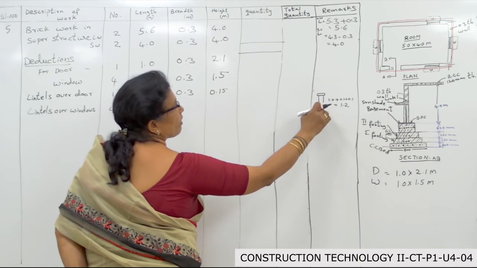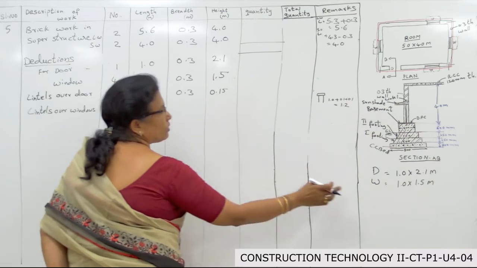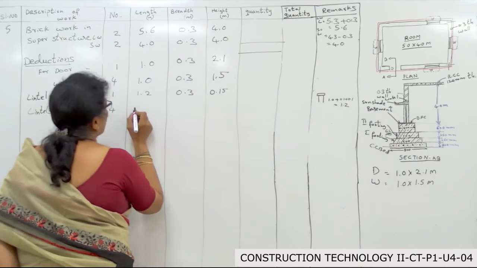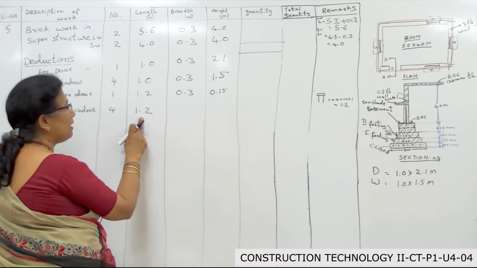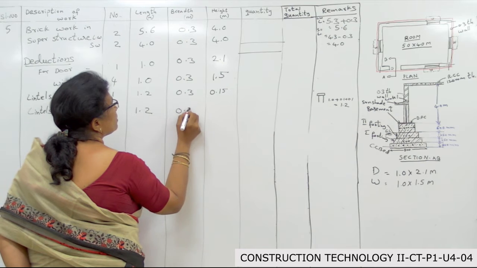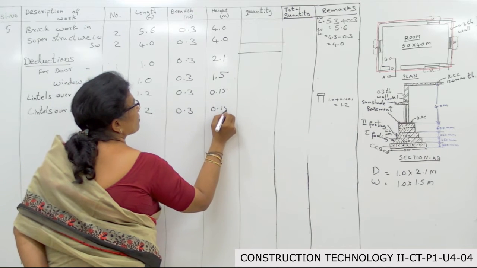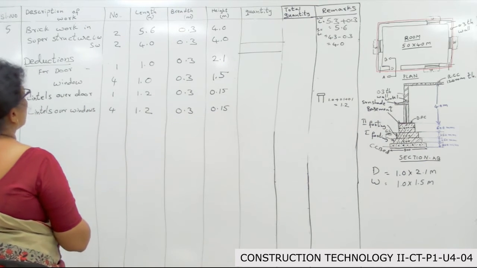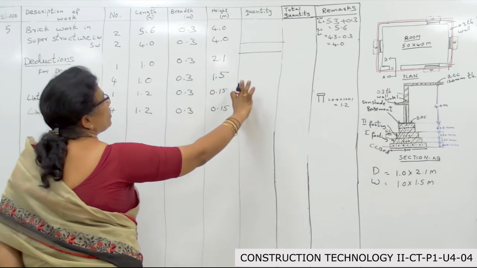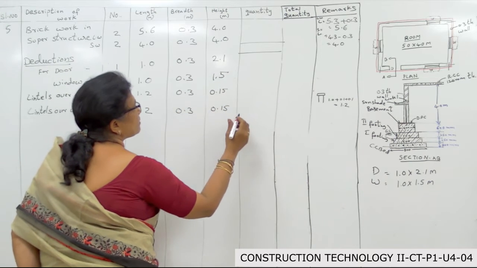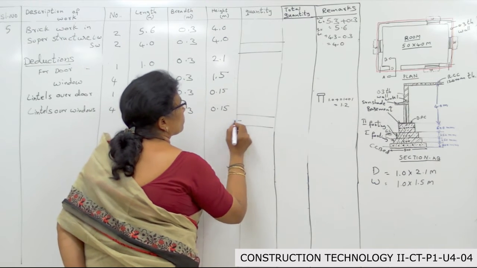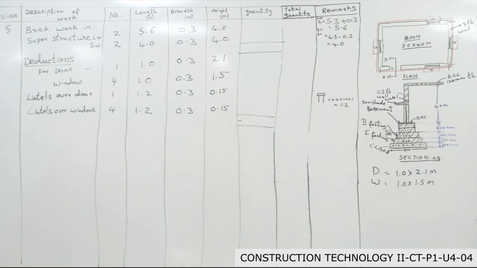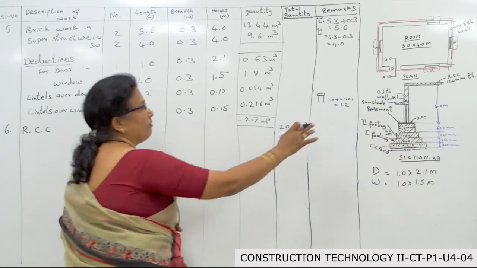Now lintels over windows. Total you have 4 windows. Same as the doors, for windows also you will have projections. So window size is 1.0. With the projections you will get the length of the lintel as 1.2 and breadth is 0.3. Height is 0.15. So these are the 4 things. Okay.